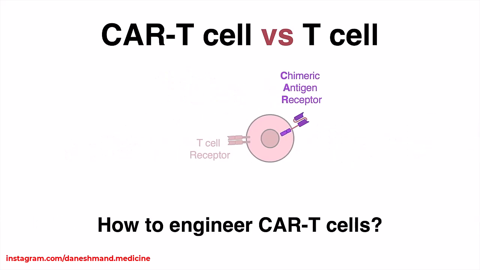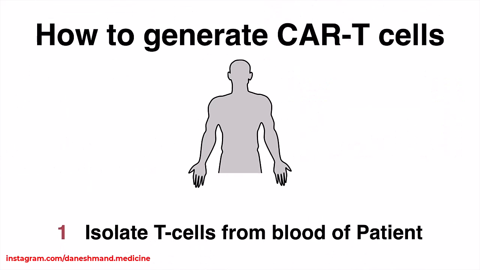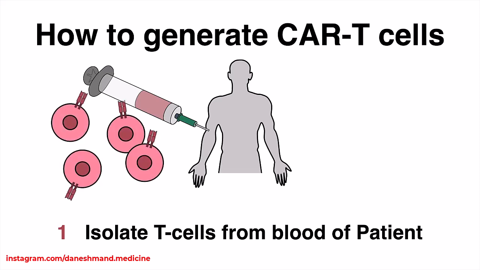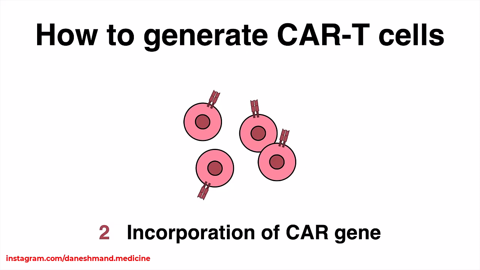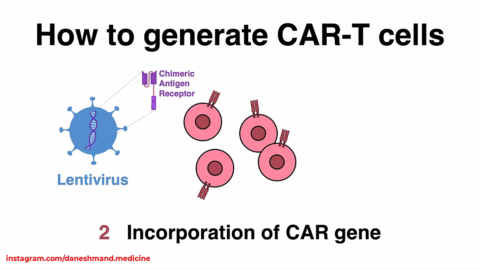But how are CAR T cells made? In step number 1, blood is removed from the patient and the T cells are isolated and cultured. Step 2 involves the genetic modification. For that, one can use a viral vector such as the lentivirus. This virus carries the genetic information that encodes for the chimeric antigen receptor.